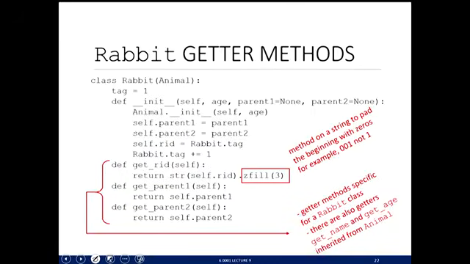Oh, I just want to mention, when I'm getting the RID, I'm actually using this cool zfill method, which pads the beginning of any number with however many zeros are needed to get to that number of digits here. So the number 1 becomes 001 and so on. So it ensures that I have this nice looking ID type thing that's always 3 digits long.